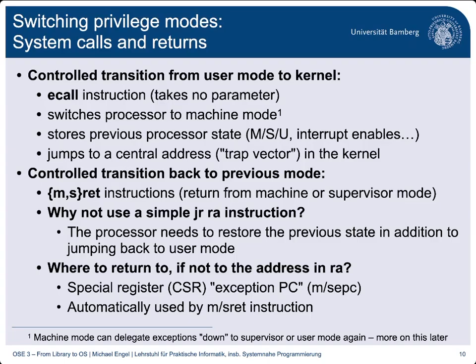Now, the question already came up, where on earth are we going to return to if it's not in RA? So RISC-V has a number of special registers for exactly these use cases. And these are called CSRs, configuration and status registers.